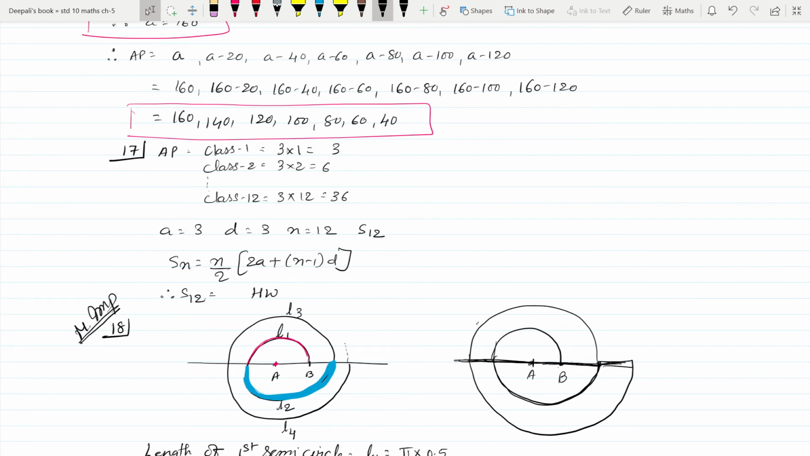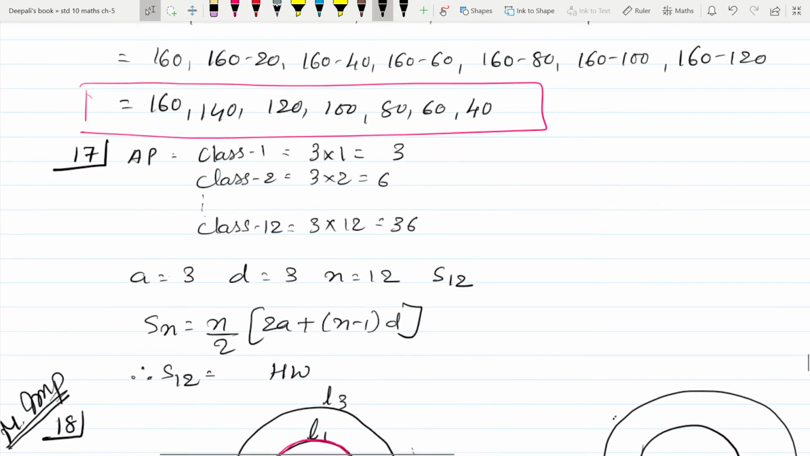So very simple. Here if you take AP, then the first element will be class 1, that is 3 into 1, that is 3. Class 2, 3 into 2 is 6. Till class 12 you get 3 into 12 is 36. So A is 3, D is 3, N is 12 and S12 you are supposed to find.